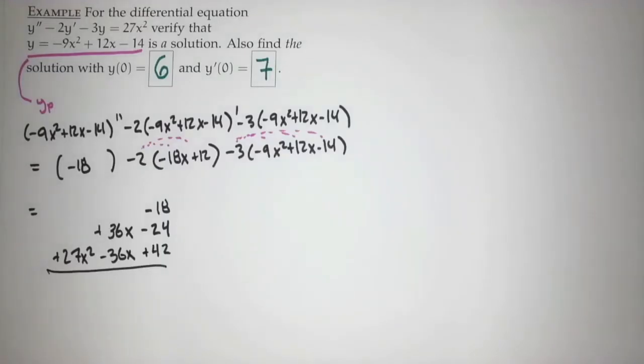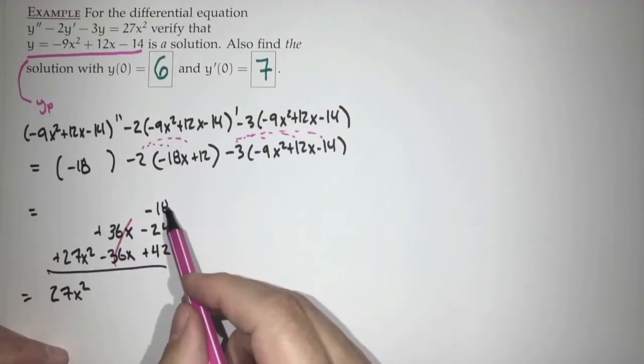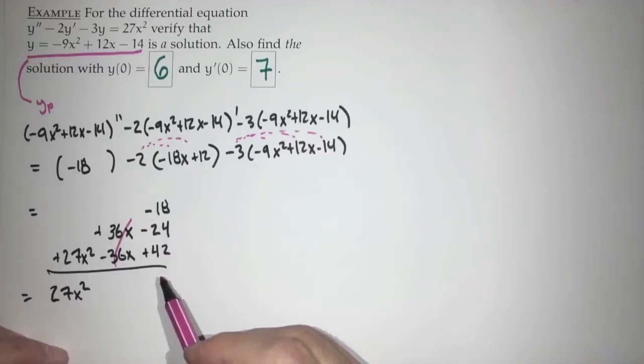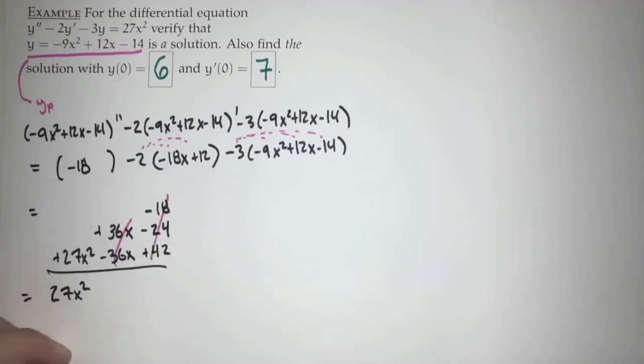All right. So let's see what happens. 27x squared, well, that's only x squared, so that's going to be 27x squared. That's a good sign. 36x, subtract 36x, 0. Minus 18, minus 24, plus 42. Yeah, so 18 and 24 combined get it to 42, but of course negative 42, positive 42 is 0.